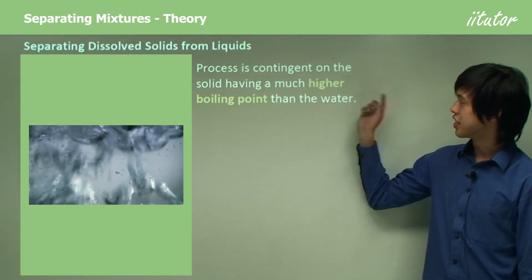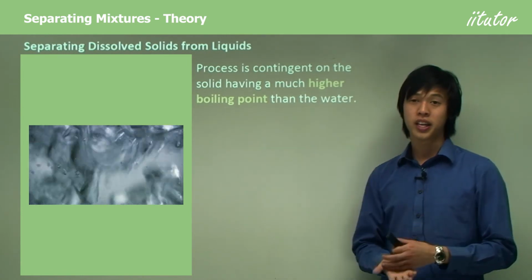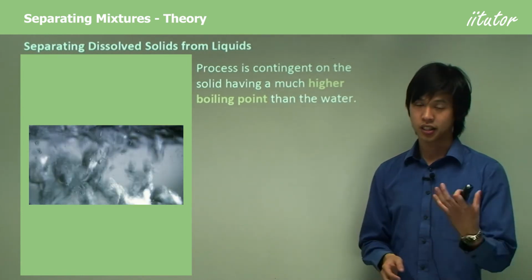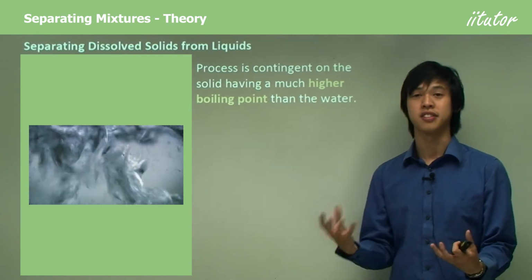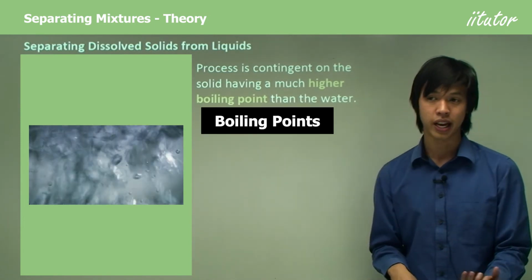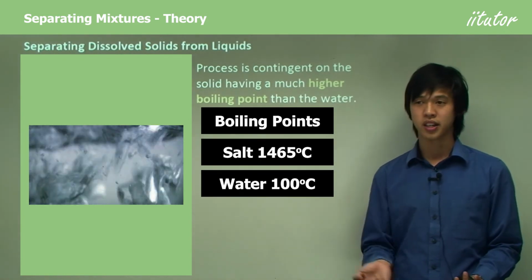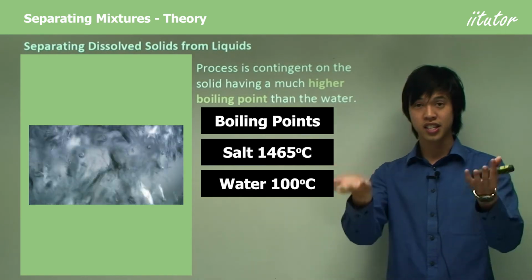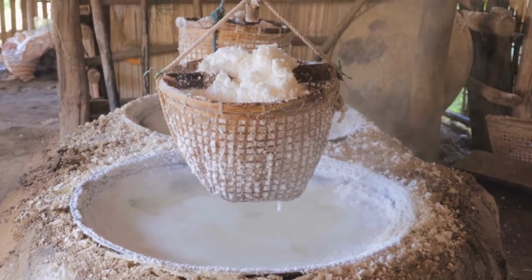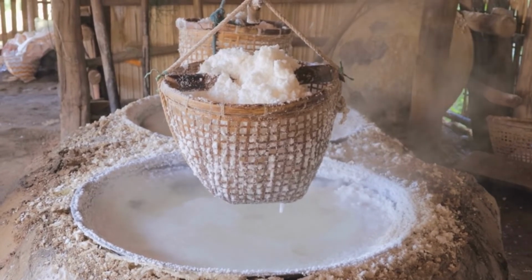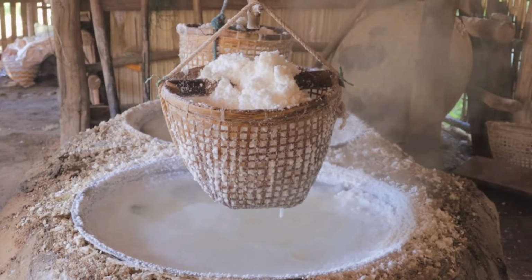So the process is contingent on the solid having a much higher boiling point than water. The property we're exploiting here is that the solid that's dissolved has a really high boiling point compared to the liquid that it's dissolved in. So for instance, salt may have a boiling point of 1000 degrees Celsius, whereas water is 100 degrees Celsius. So you can see there's a big difference, and that's what we're using to our advantage here. Because we can't boil this solid, we can boil this water and it will go away. What will be left over is just solid salt. Okay, so that's what we're trying to do here.